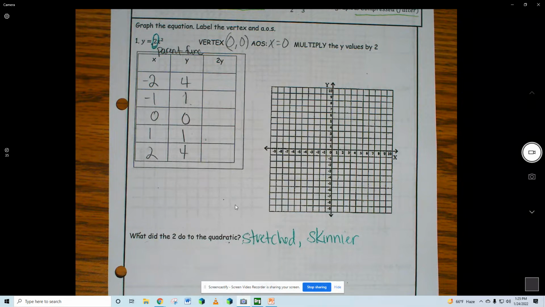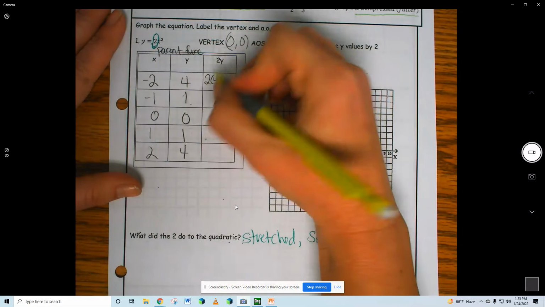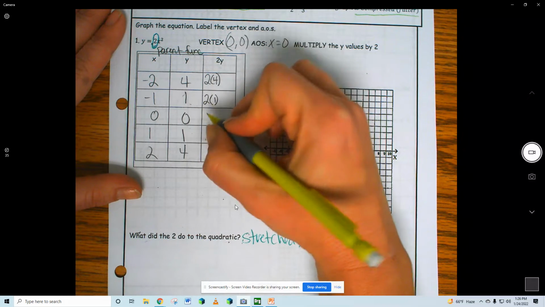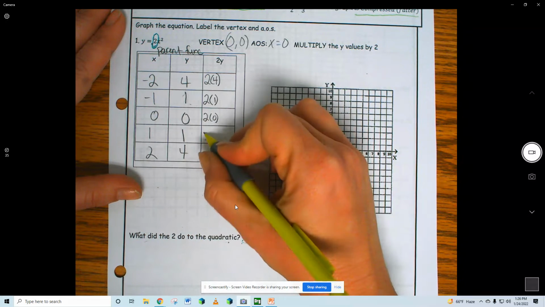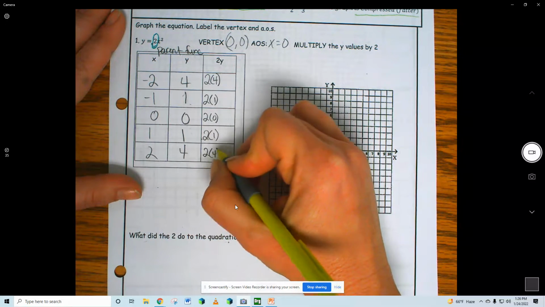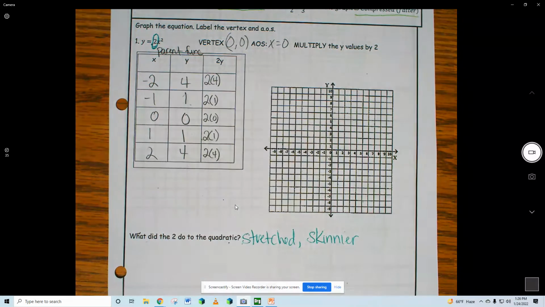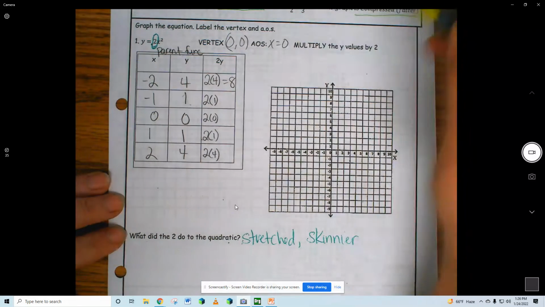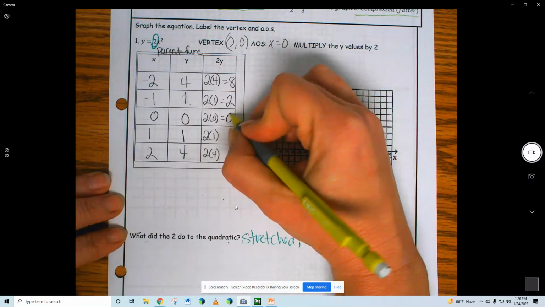I'm going to now do 2 times 4 in this box. 2 times 4. 2 times 1. 2 times 0. 2 times 1. 2 times 4. For my new values, just go ahead and multiply it out. You don't need my help.